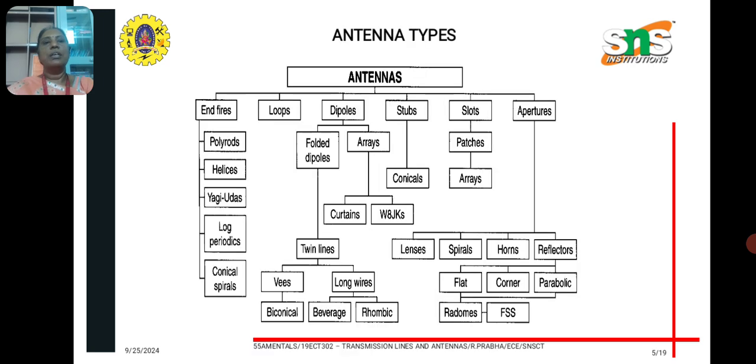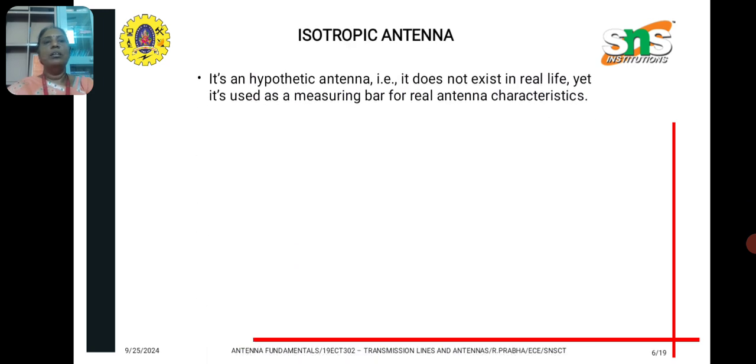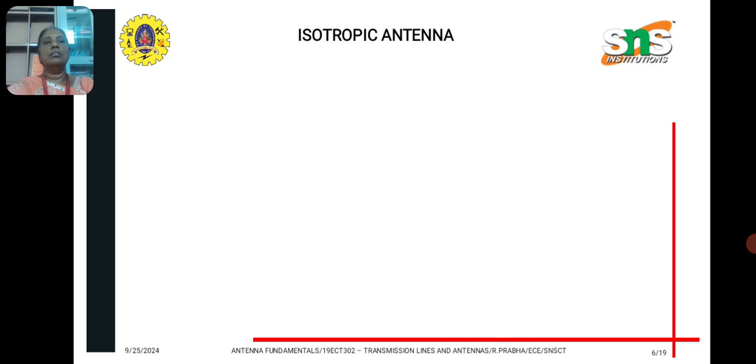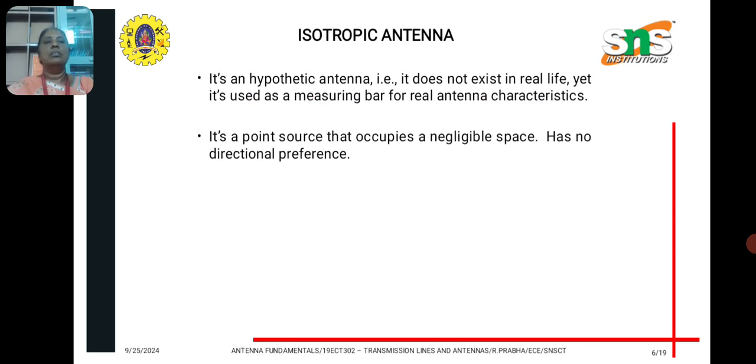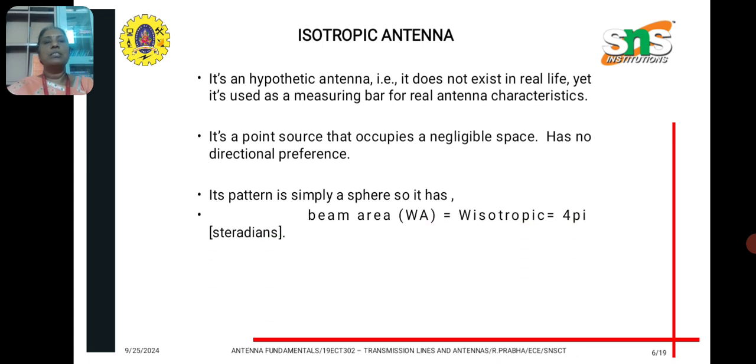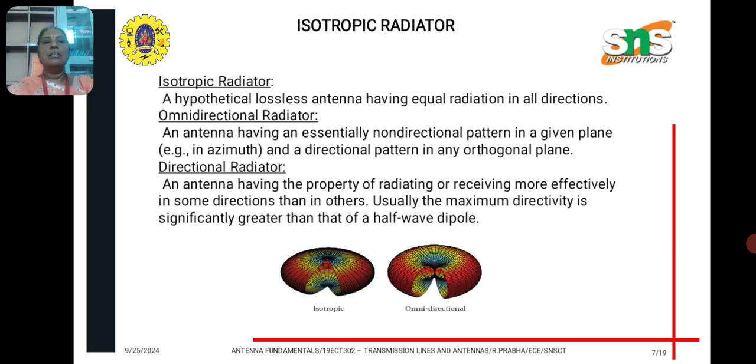And the isotropic antenna is a point source which occupies negligible space and has no directional interference, and its pattern is simply a sphere. The beam area of an isotropic antenna is 4 pi steradians. And there are three different types of antennas or radiators. One is the isotropic radiator. We know that it is a hypothetical lossless antenna having equal radiation in all directions.